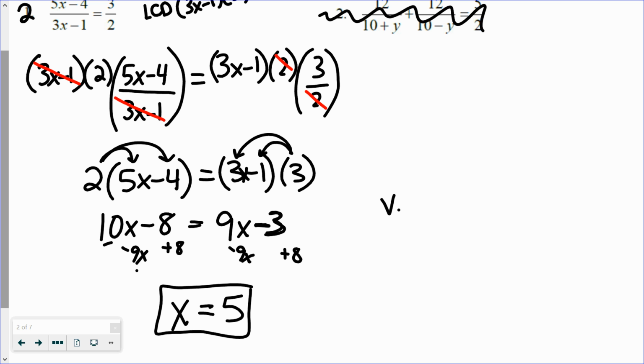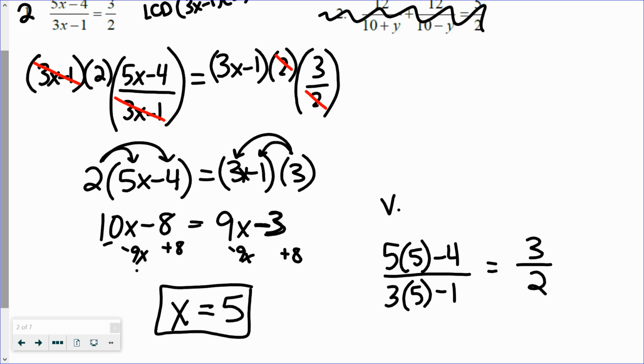Okay, so we're verifying. So 5 times, so we said x is equal to 5. 3, again, we said x is equal to 5, so I'm going to substitute that in. So now just doing the arithmetic out.